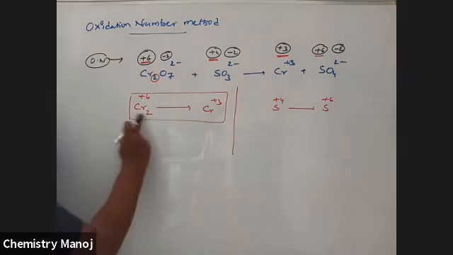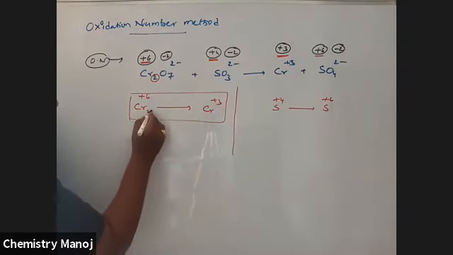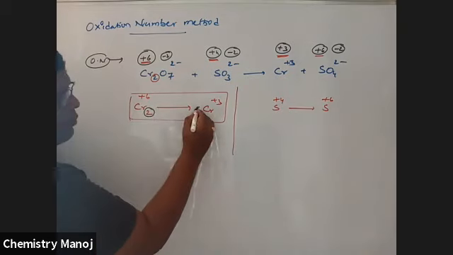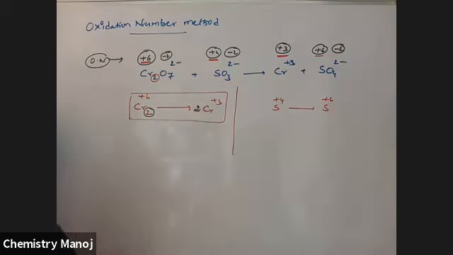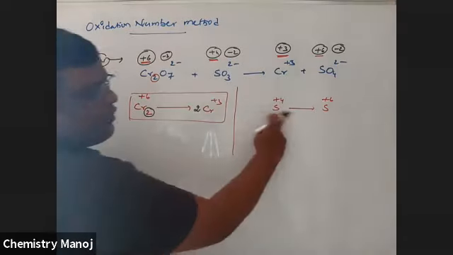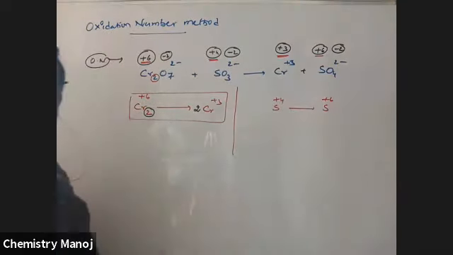Now balance these two itself. Here 2 chromiums are there, so multiply this one with 2 for balancing these 2 chromiums. Now chromium is balanced. Here 1 sulfur, itself balanced.